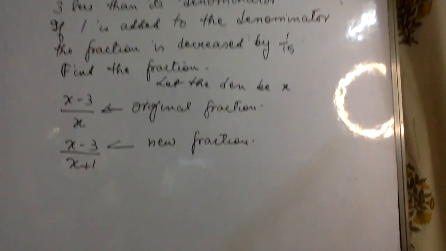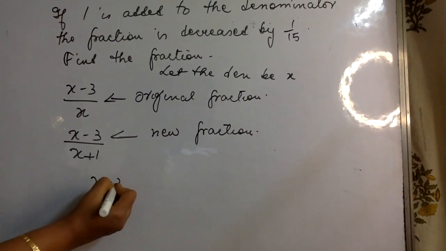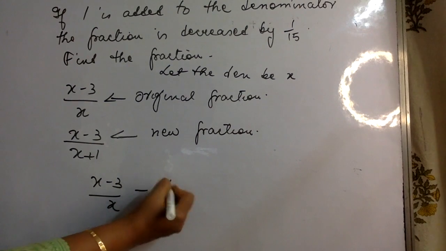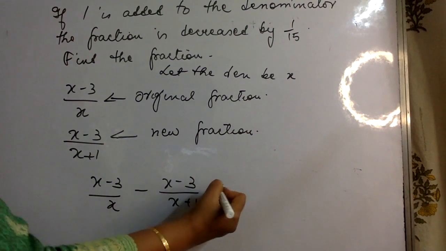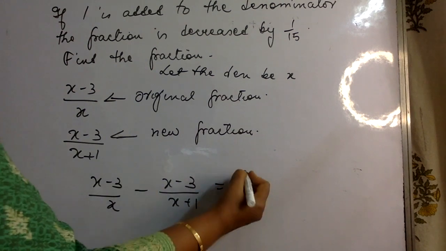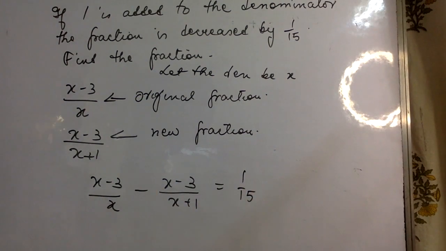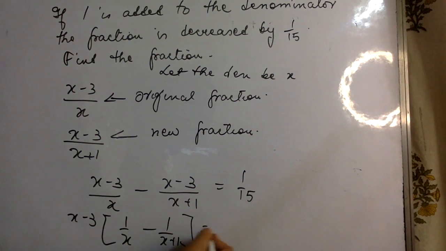So, automatically they are telling us that the original fraction is bigger. Okay, so this is it. It is decreased by how much? 1 by 15. So, the difference is 1 by 15. So, now here what I can do is I can take x minus 3 common, and 1 by x minus 1 by x plus 1 is equal to 1 by 15. I can do like this.